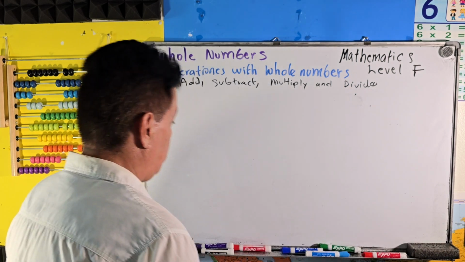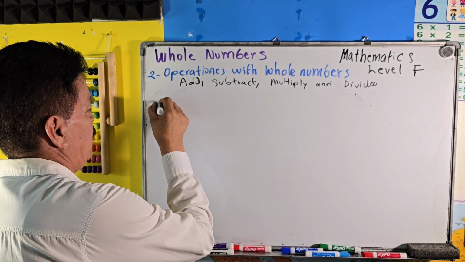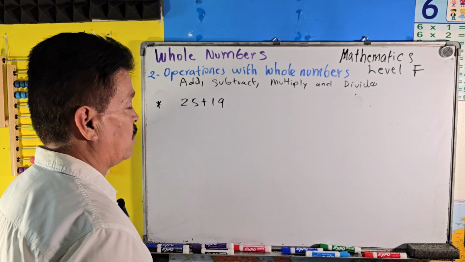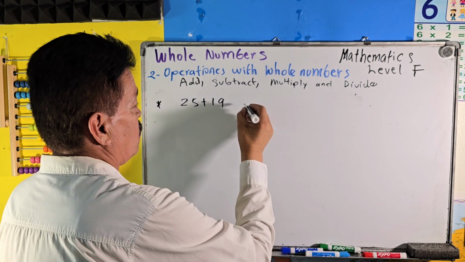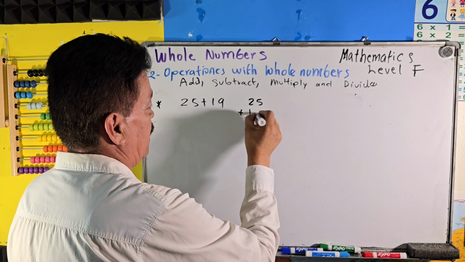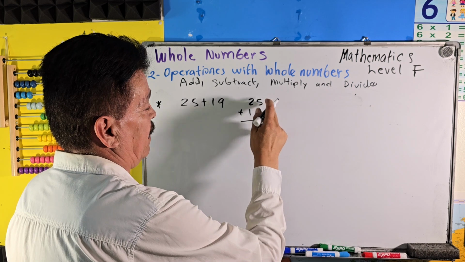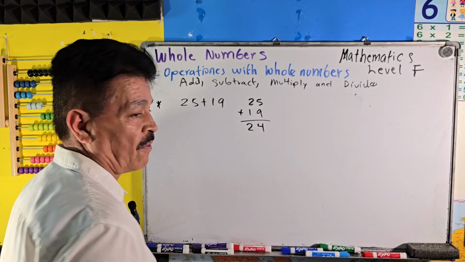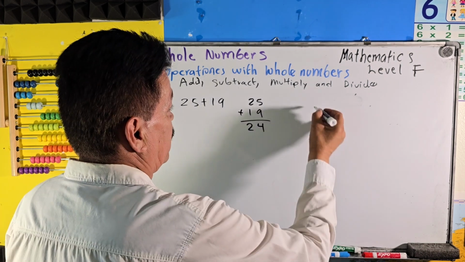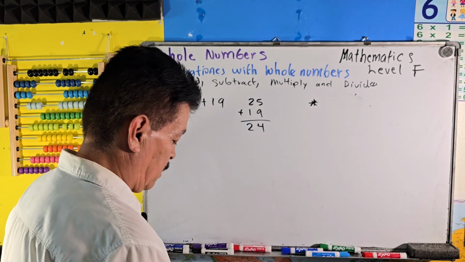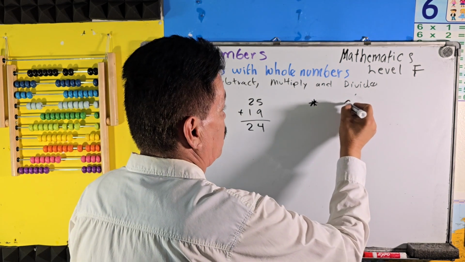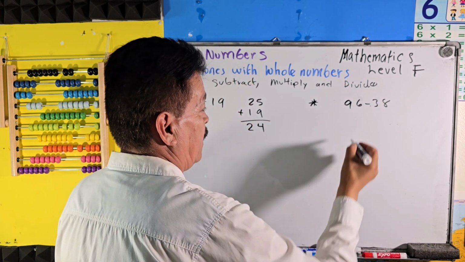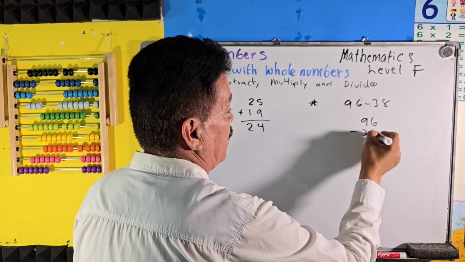So let's add here. 25 plus 19. What is the way to add this? Just write 25 plus 19. 9 plus 5 is 14, and then 2 plus 1 is 3, so 44. Right? Another one here. Examples of subtraction. 96 minus 38. Okay, so 96 minus 38.